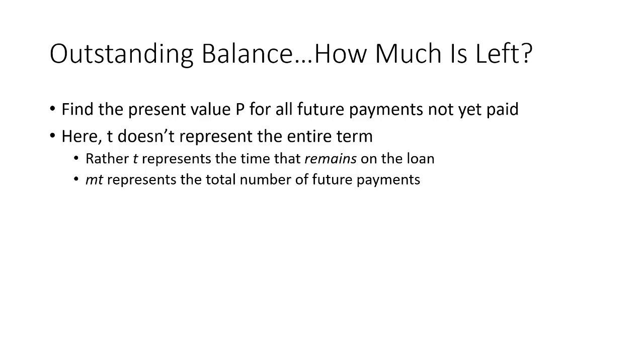Here, T in our formula doesn't represent the entire term. Rather, it represents how long is left, what time remains on the loan. And M times T represents the total number of future payments. So when we use TVM solver, N, which is always M times T, will be future payments.